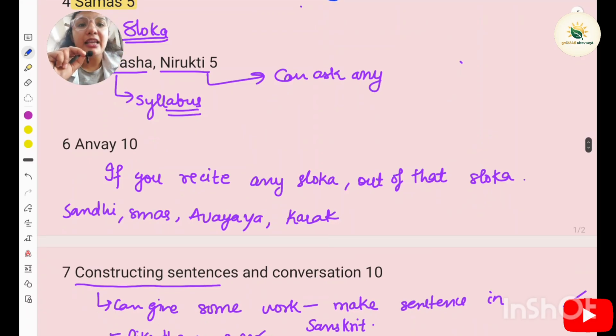Sixth portion is the Anvaya. Again, Anvaya is the same thing. Whichever shloka you are reciting, out of that shloka they can ask the Sandhi, Samas, Anvaya or Karak. And sometimes they can ask, "Oh, is this an Avyaya or not?" I think 21 or 22 Avyayas are there. If you at least know the names, you can easily identify them, because they are not that big a deal.